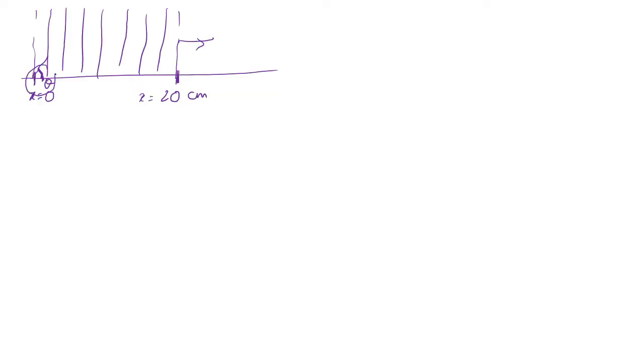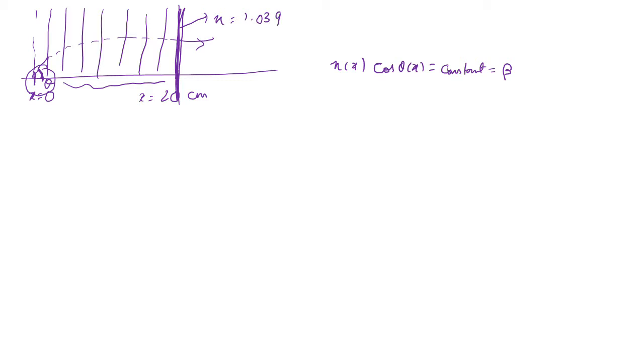So I want to figure out what should be the angle here, so that whatever path the light takes in this region, it bends in such a way that it comes out horizontally. Now we know that in an inhomogeneous medium, n of x cosine theta of x is constant. We call that constant beta. So here, if I know the refractive index at the exit, let's say this index is given to you. Let's say here the refractive index is 1.039, and let's say the refractive index here is 1.